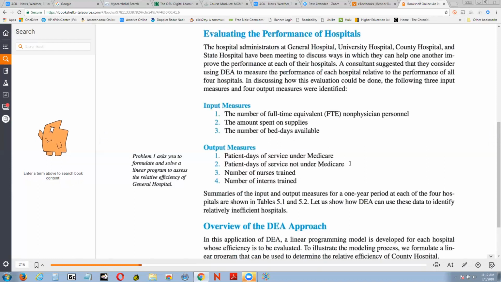Now, the number of nurses trained is important because that facility will get reimbursed for nurses being trained. The nurses do intensive internship and field training. They have to. And then the number of interns, those are, of course, doctors in the making. Again, this is a reimbursement issue. This is an output, and they want to see how well they do at that.